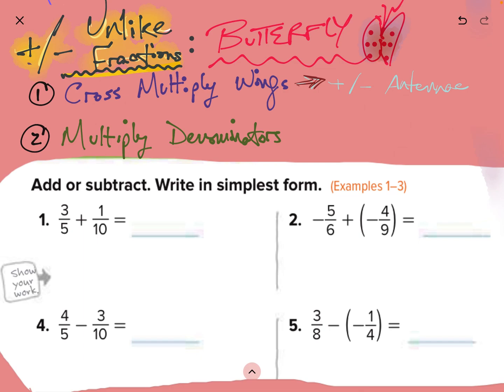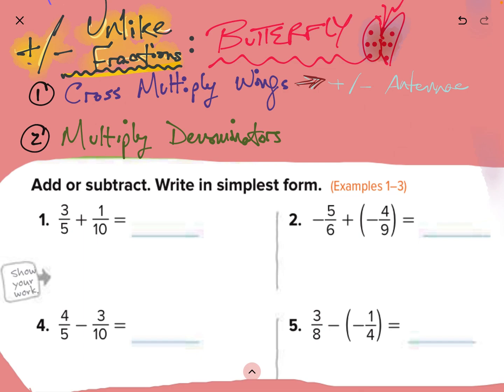Now, in order to turn unlike fractions into like fractions, probably the simplest way you can do it is to butterfly. Now, there are other ways to do it. As long as you get a common denominator, that is fine with me. But I will show you the butterfly method here, and hopefully you can apply that accordingly.